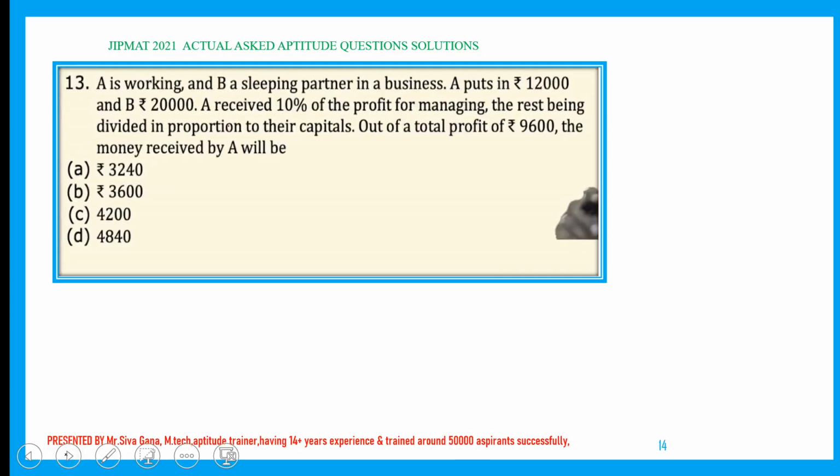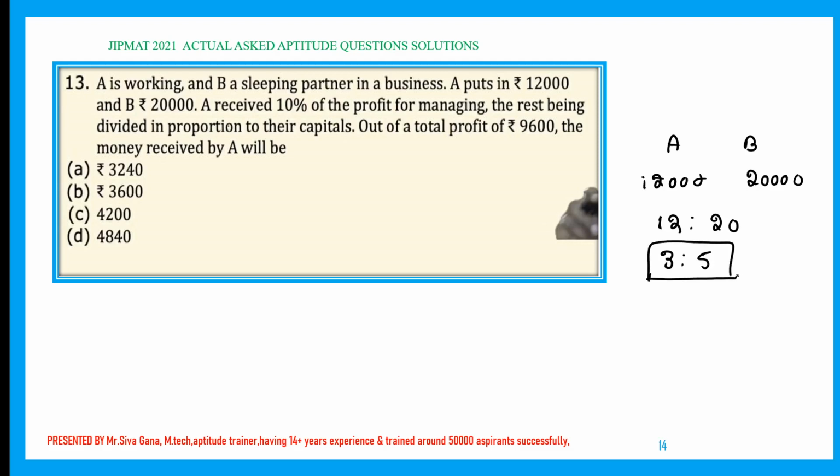A is working, B is a sleeping partner. A puts 12,000 in the business and B puts 20,000 in the business. Let us say the ratio 12 is to 20, which is nothing but 4 threes, 4 fives. So this is the ratio of investment. In the same ratio, A and B have to share the profits. Remember, the profits will be shared in the ratio of their investment.